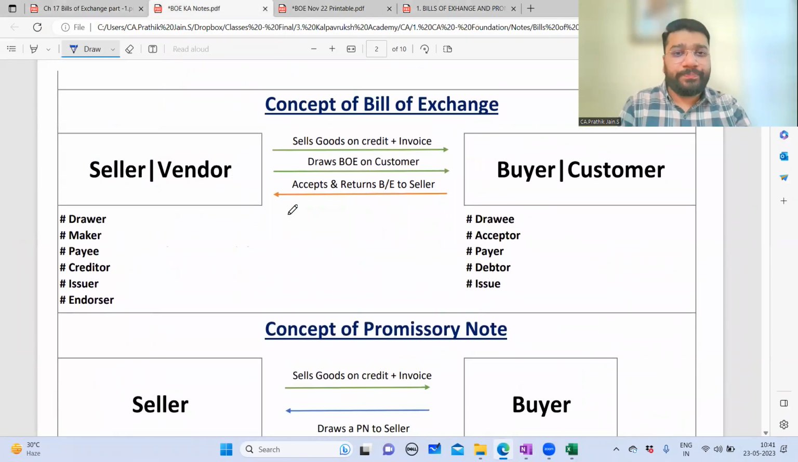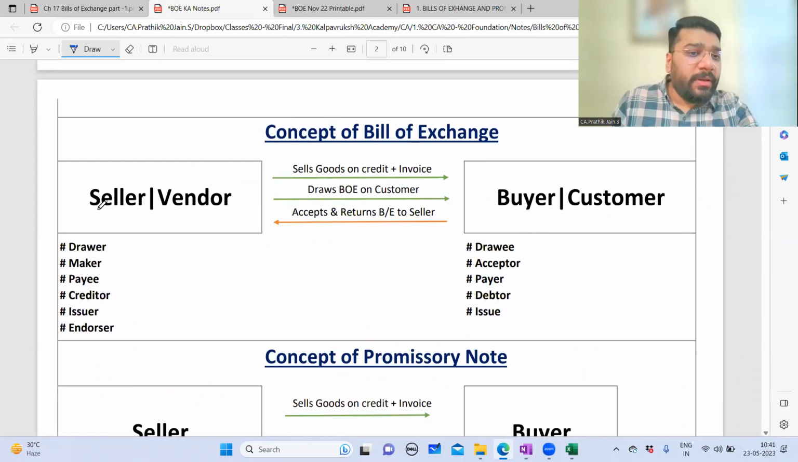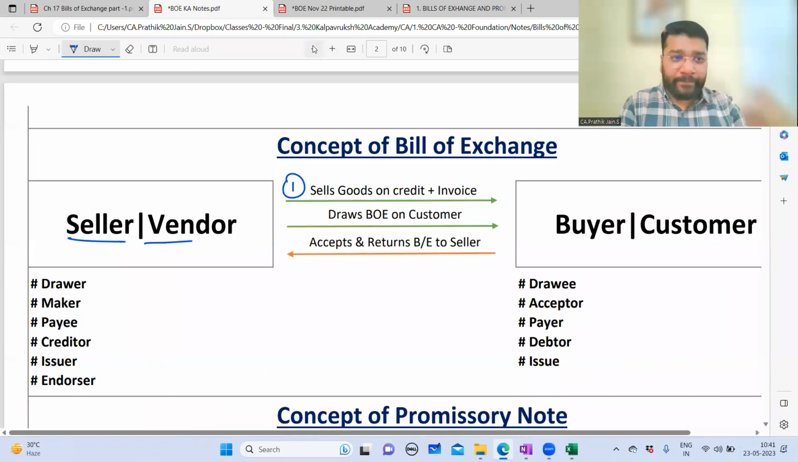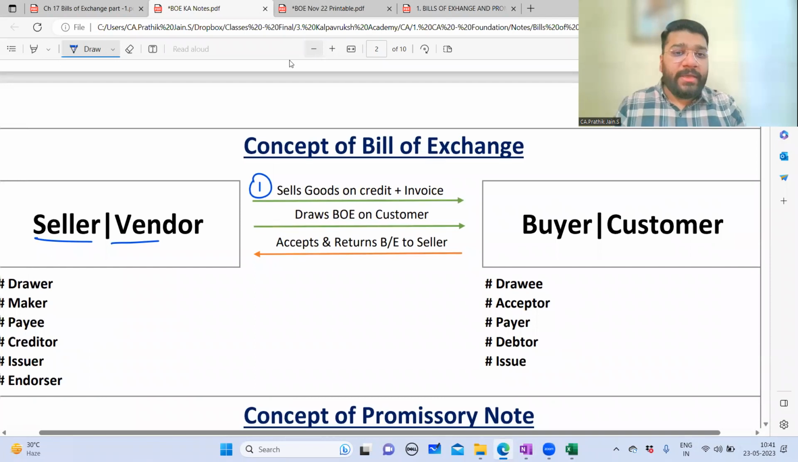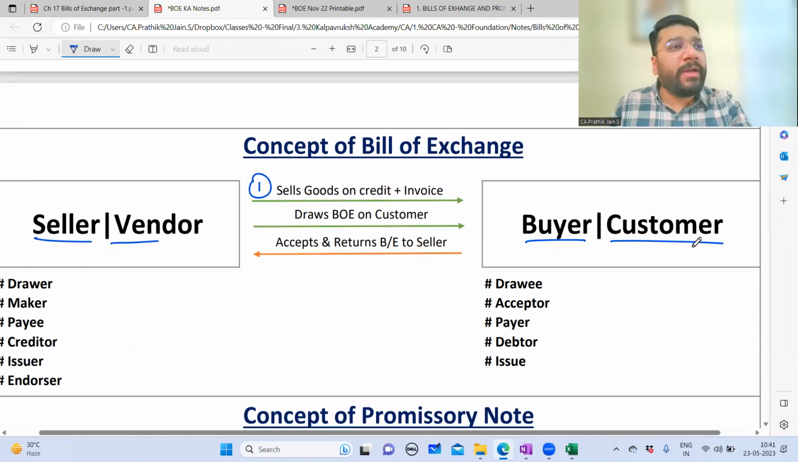Let's take a scenario. Seller is also called a vendor. He has sold the goods. The first transaction is he has sold the goods on credit to the buyer. Buyer is technically also called a customer. In simple language, it is called a customer.